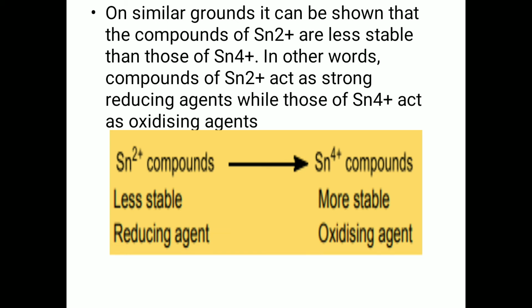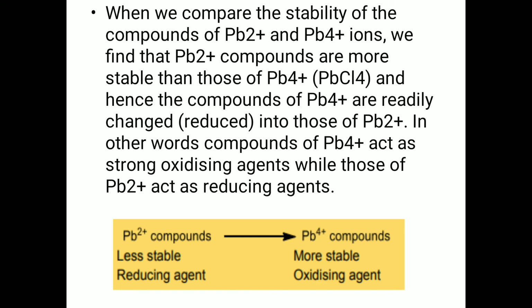When we compare the stability of the compounds of lead 2 plus and lead 4 plus ion, we find that lead 2 plus compounds are more stable than those of lead 4 plus, and hence the compounds of Pb4 plus ion are readily changed into those of Pb2 plus. In other words, compounds of Pb4 plus act as strong oxidizing agents while those of Pb2 plus act as reducing agents. Here you can see in this equation.